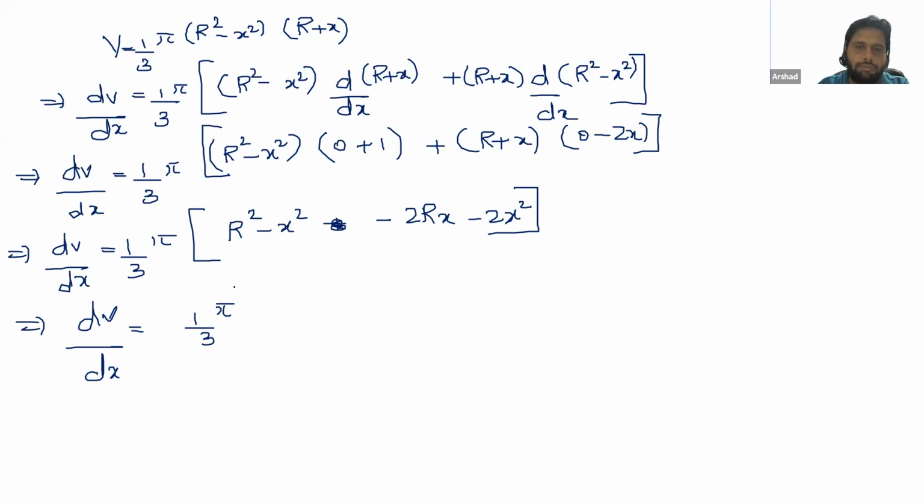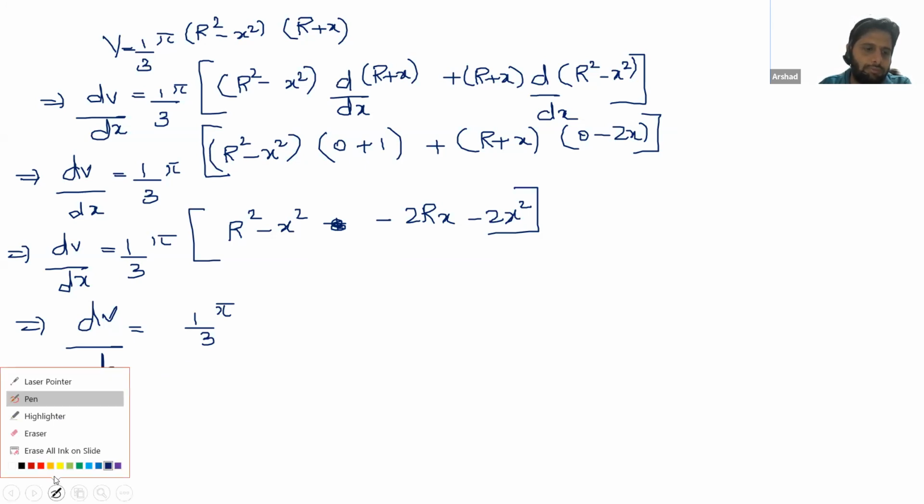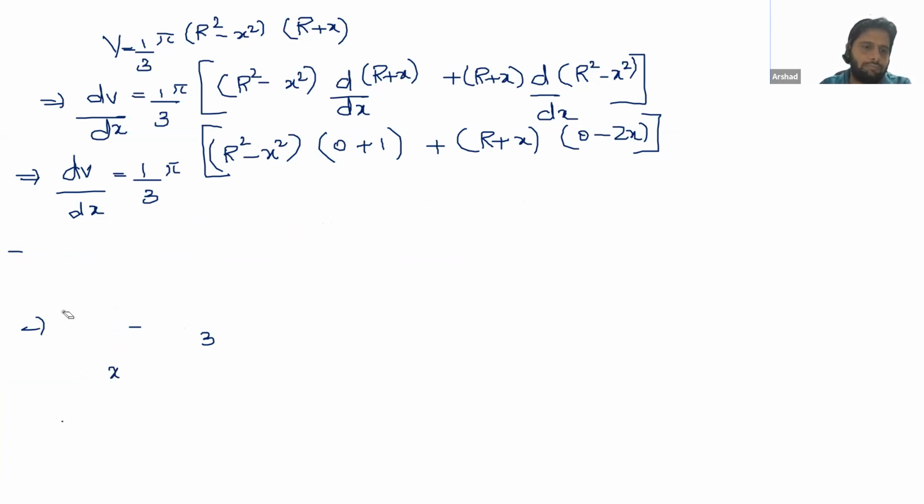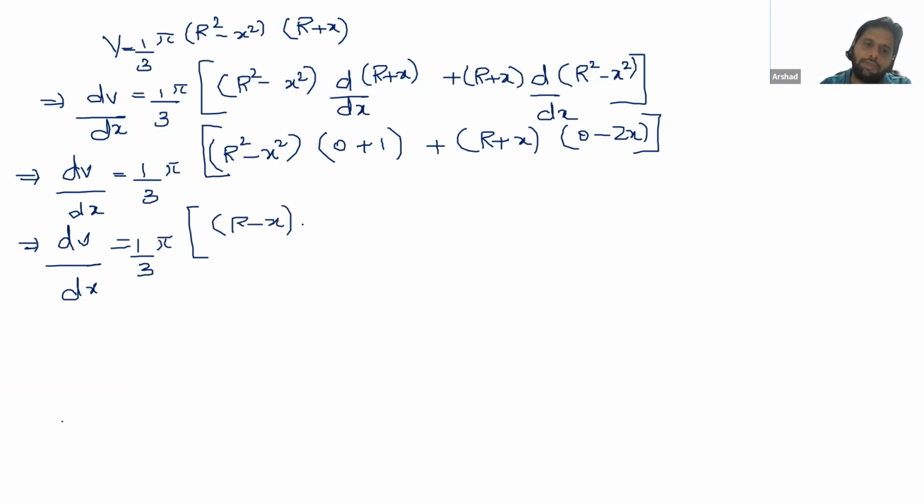So dv by dx, it is equal to 1 by 3 pi. Just give me a minute. So what we will do, either we can factorize this, or we can do one more thing here. Okay, Nabil, let me check this. So dv by dx is equal to 1 by 3 pi. And here you have r square minus x square, right? r minus x, r plus x, plus r plus x, and minus 2x.